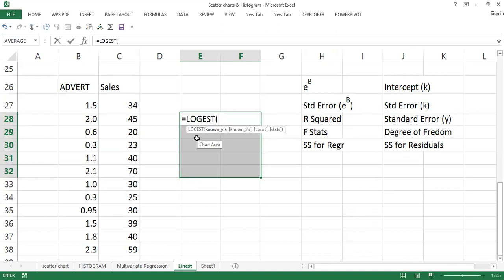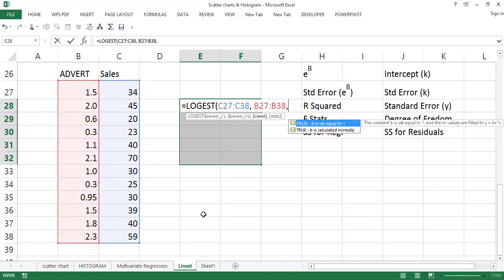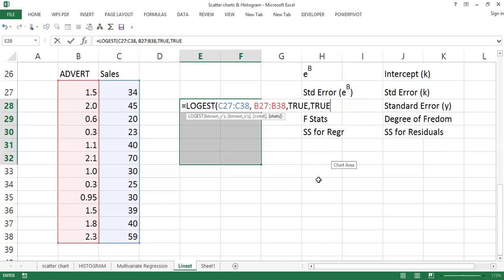You open your brackets. It's asking for the known y's. You highlight the y values. Known x's. You highlight the x values. What is it asking for again? It's asking if the constant should be calculated. Yes. What is it asking for here? It's asking if you want details. Yes. Shift Control Enter.